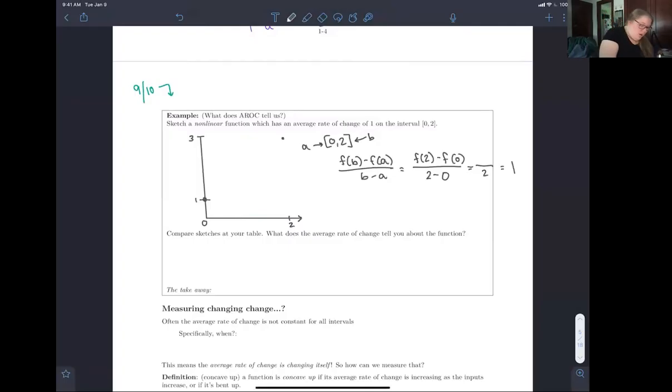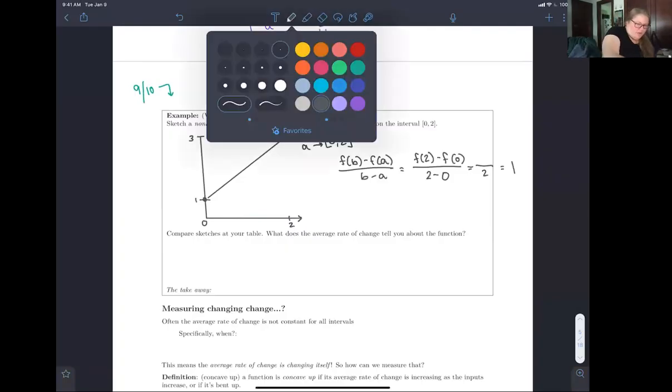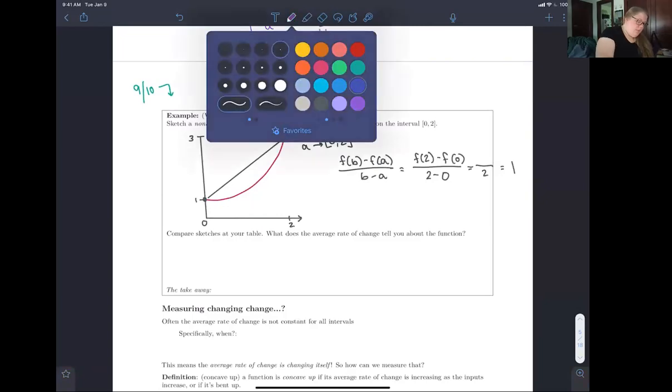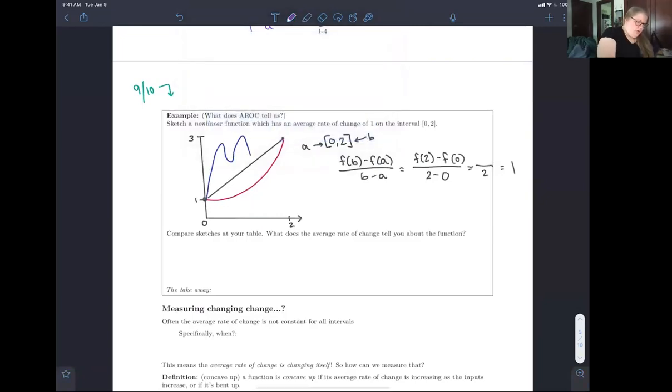So the slope of the line connecting those 2 points will definitely be 1. But I can draw in whatever sort of function I want. What if I have something that looks like this? Well, that will work. Or I could do something that is a little more rambunctious. That would also work, as long as the slope of that line is equal to 1, which we do. We made sure that happened when we plotted those 2 points.